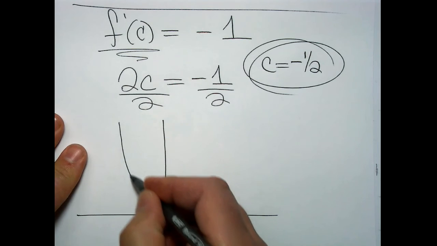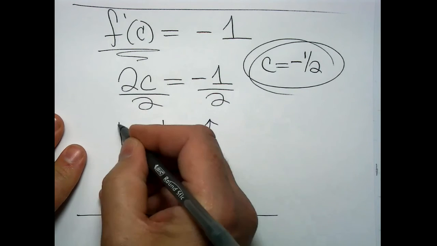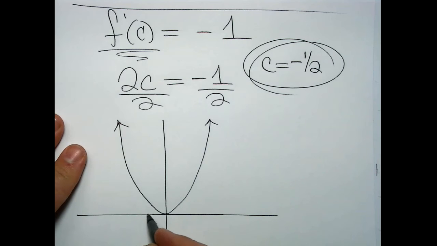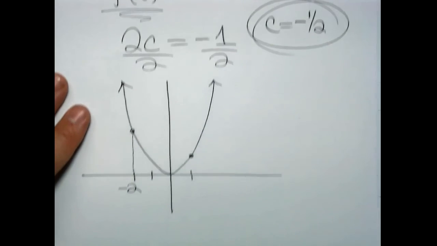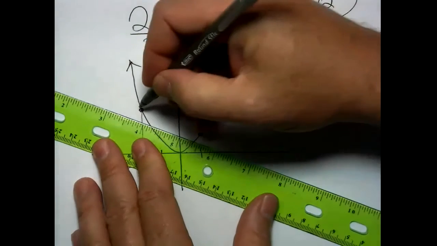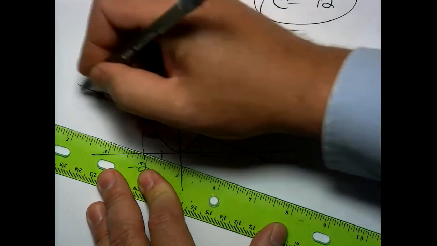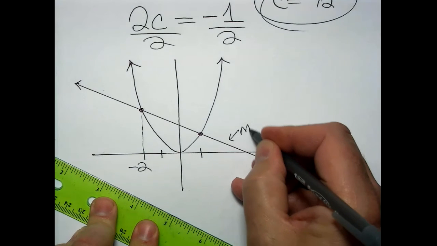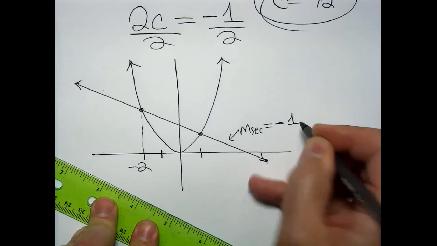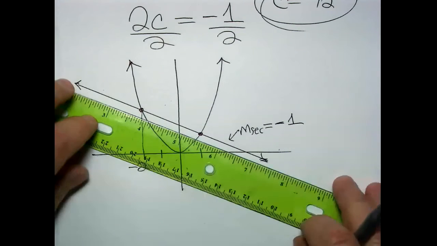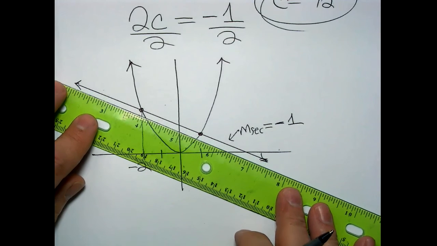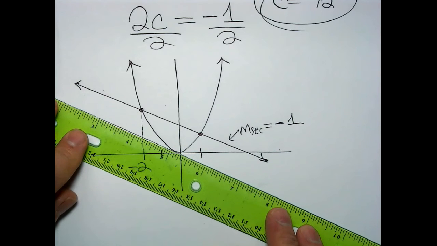What does the picture look like? This is x squared. This is negative 2. This is positive 1. Here comes the slope of the secant line. Slope of the secant line, right here. We calculated that to be a negative 1 slope. Where would you find a slope to be parallel to that? Right there.